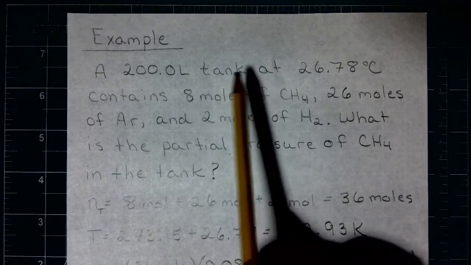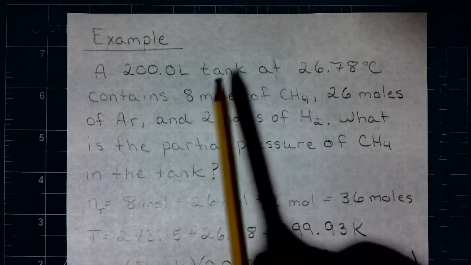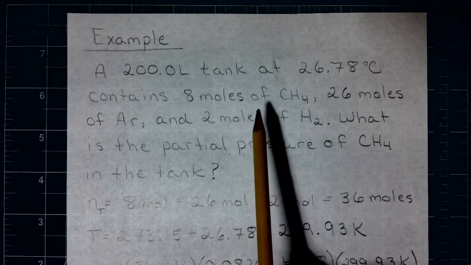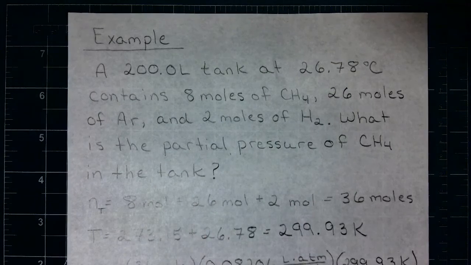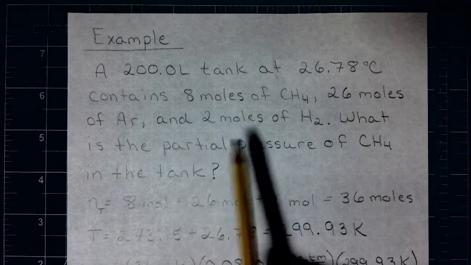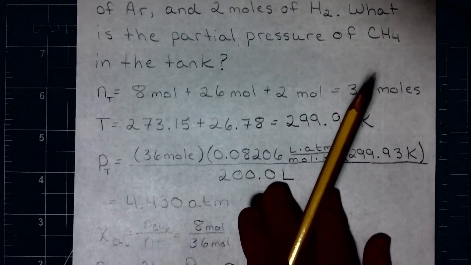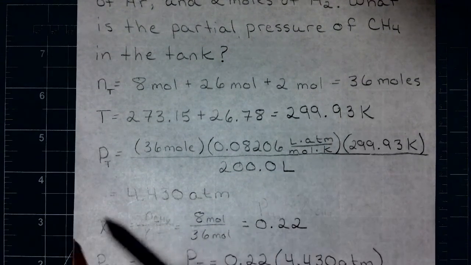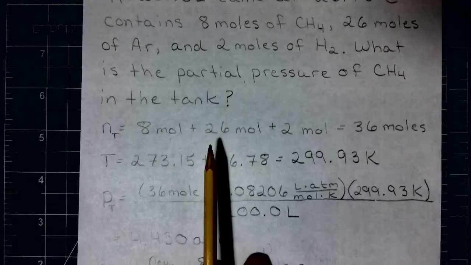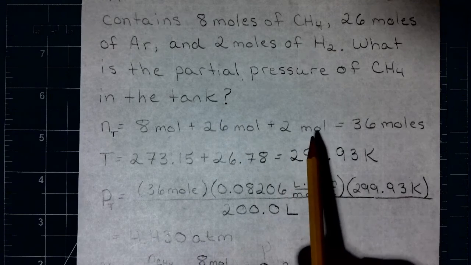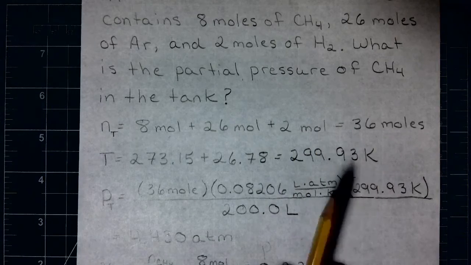So the first thing is that we need to know the total pressure inside of the tank, and we weren't given that. So the first thing we're going to do is go ahead and calculate the total pressure using the ideal gas law. And you're often going to see these kind of like Dalton problems combined with an ideal gas law problem. So to find the total pressure, we first need to know the total number of moles. So we have 8 moles of methane, 26 moles of argon, and 2 moles of hydrogen. Altogether, we have 36 moles in this container.